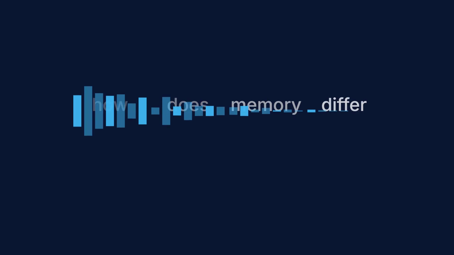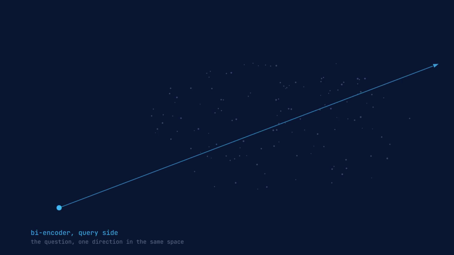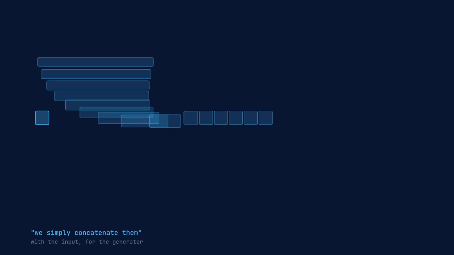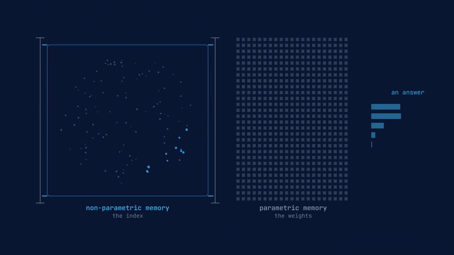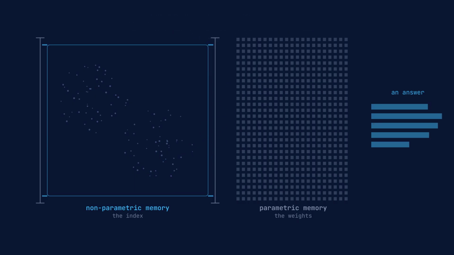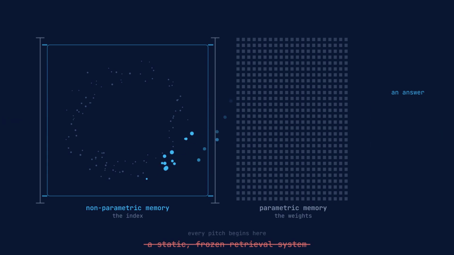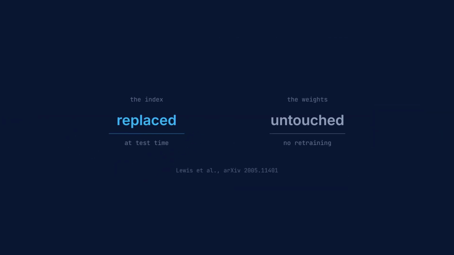Start with what RAG actually does at query time, because the version our category argues against is not the real one. In the original paper, retrieval is a bi-encoder over a document index, resolved as a maximum inner product search. Take the top K passages, concatenate them with the input, generate. That is it. And here is the line that our own industry keeps forgetting. The authors write that we can update RAG's world knowledge by simply replacing its non-parametric memory. The index is swappable at test time with no retraining, so RAG is not frozen. Every pitch that begins with a static, frozen retrieval system is arguing with something that was never in the paper.